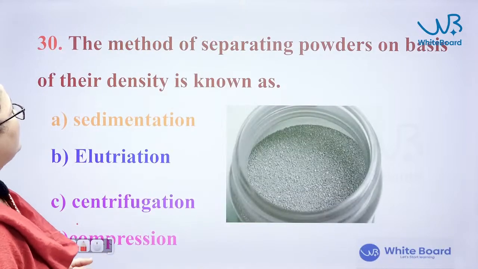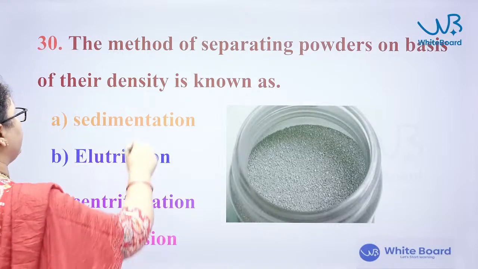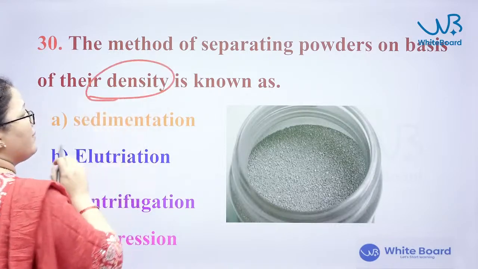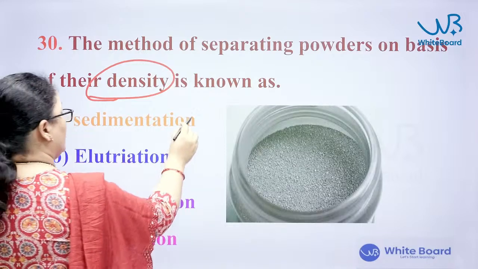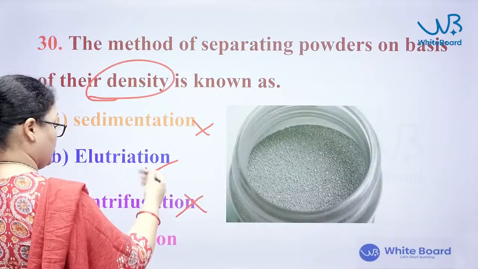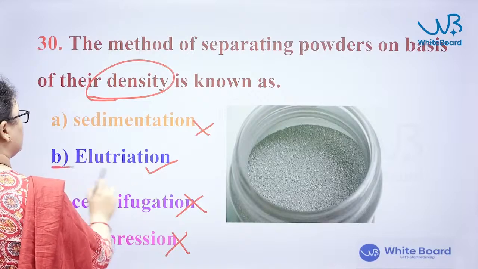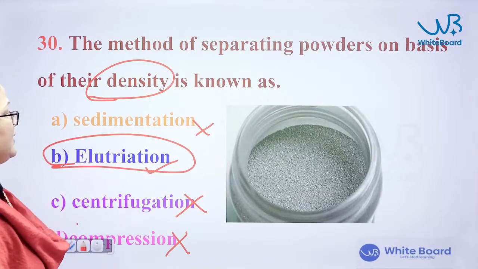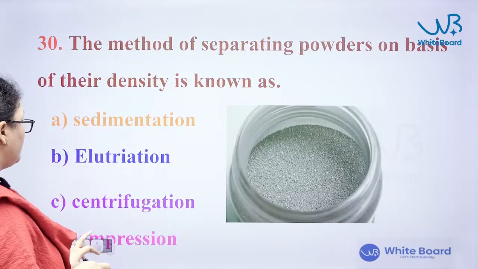Okay, next question. The method of separating the powders on the basis of their density. So, based on the density, you are separating the powders. So, what is the process known as? Sedimentation, no. Elutriation, yes. Centrifugation, no. Based on the force, it will be separated. Compression, no. So, the correct answer is option B, that is elutriation. Based on this, we will separate the powders based on the density.